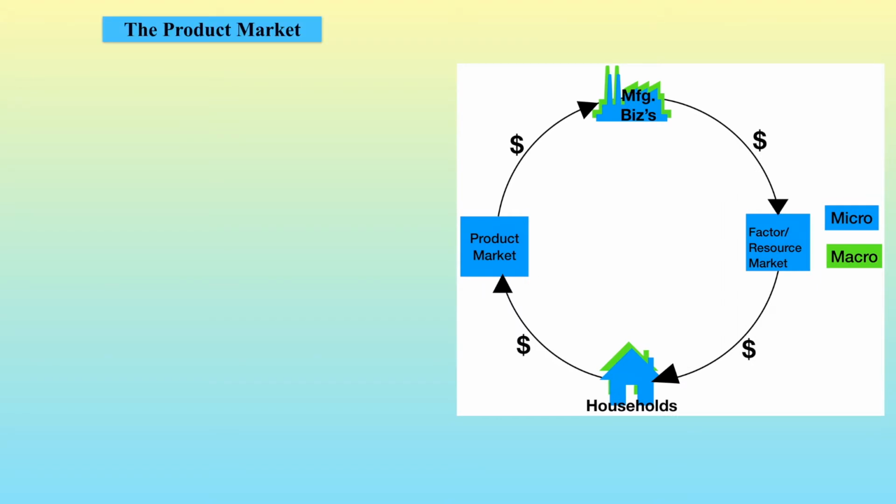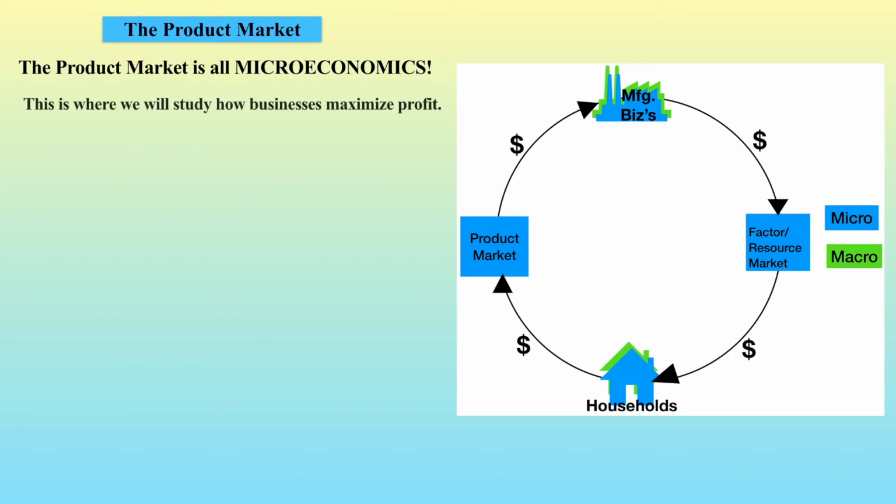So we're going to start with the product market over on the left as we begin to break down the difference between micro and macro. The product market is all microeconomics. It is blue. This is where we will study how businesses maximize profit.